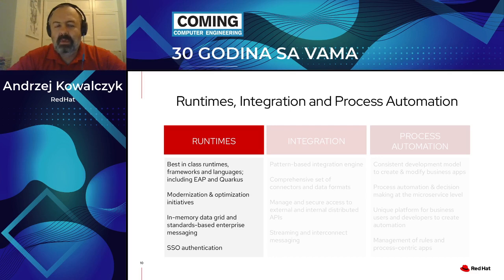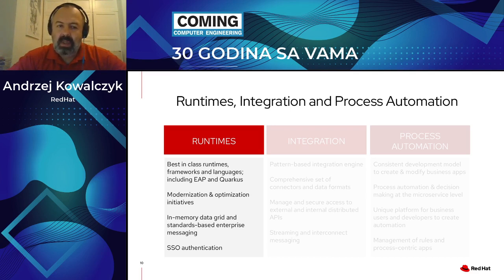Today, I want to focus on runtimes. Red Hat Runtimes is a set of frameworks and languages and tools that will help you to create and modernize current applications. Like you see, best-in-class frameworks and languages, right? So it means included JBoss EAP and Quarkus. I will explain it later in detail. You can modernize and optimize some initiatives using the proper technology. So this is another part of this.